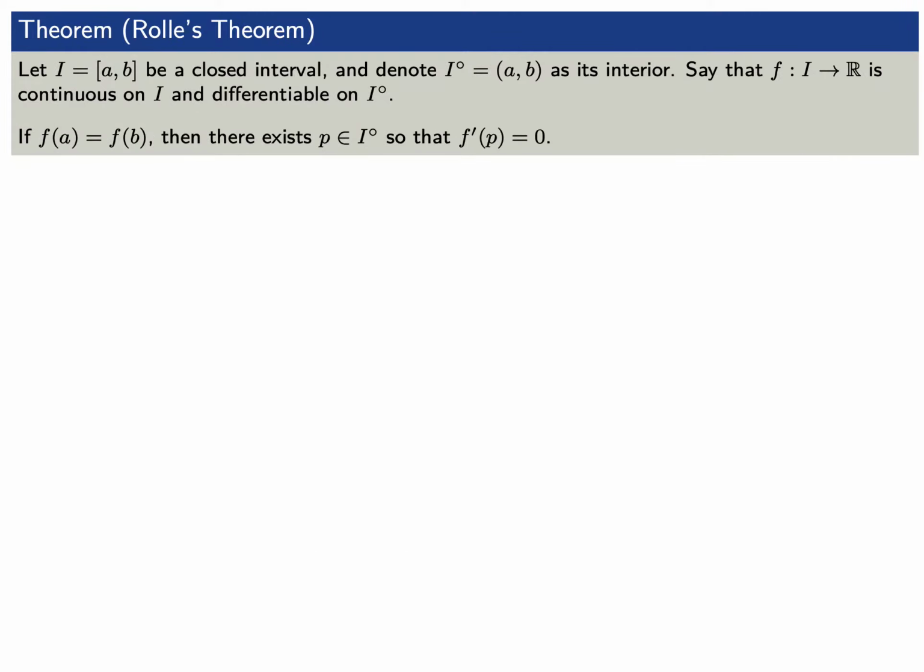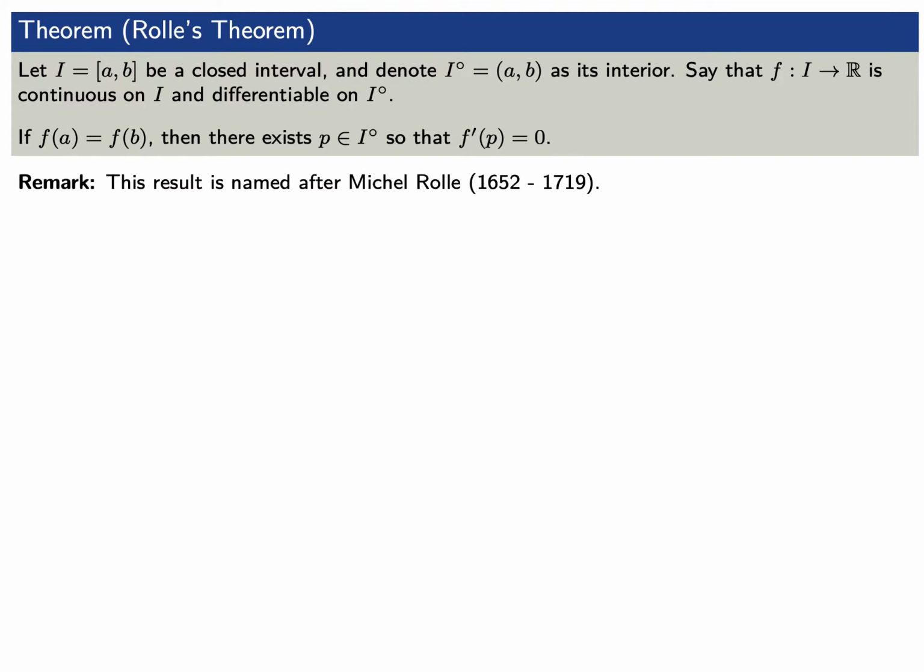Next, we had Rolle's theorem. Say that I is a closed interval from a to b and denote I circle as its interior, that is the open interval from a to b. Say that f is continuous on the closed interval and differentiable on its interior. If f of a equals f of b, then there exists a point p in the interior such that f prime of p equals 0. This result is named after the French mathematician Michel Rolle.